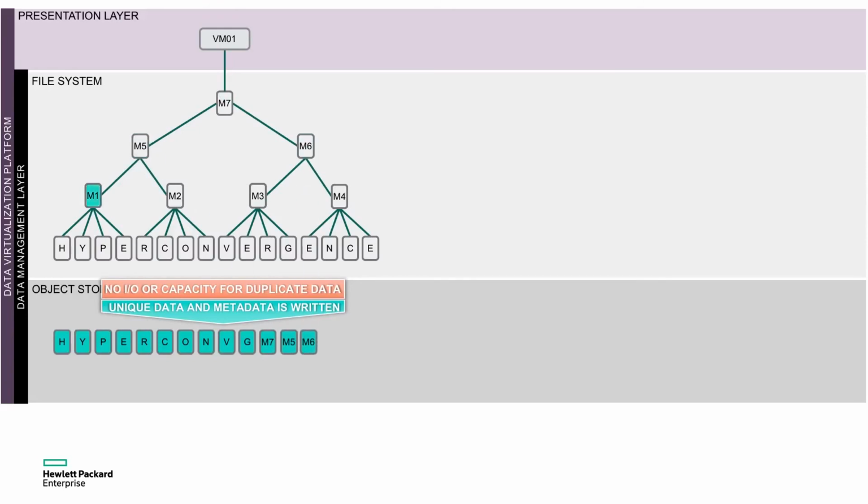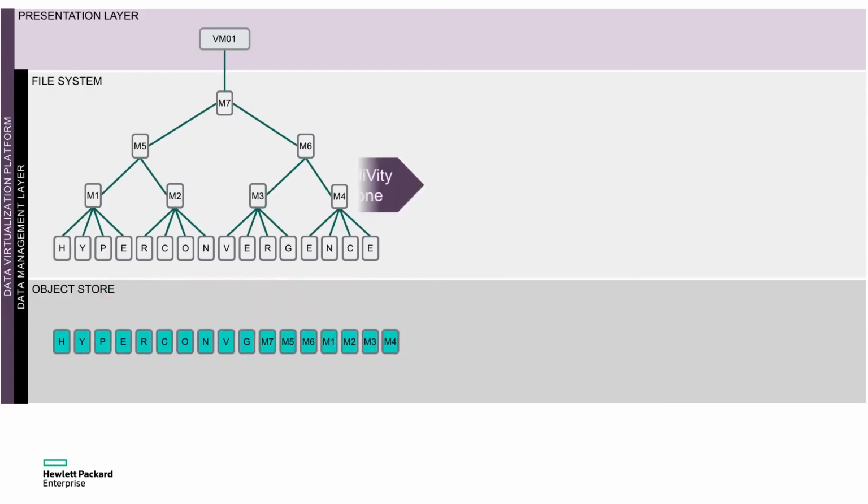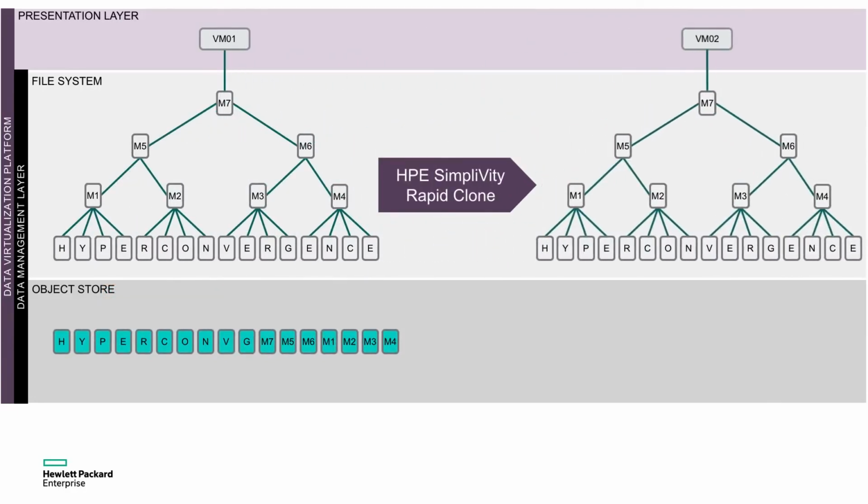The file system isn't storing any data, it just interprets what is in the object store. In this way, we're actually deduplicating the metadata in addition to the physical blocks. Metadata is stored the same as data itself. Let's say we want to take a clone of VM01. Using the HPE SimpliVity rapid clone functionality, a logical copy of the data container is created and presented to the hypervisor as VM02. Everything flashes orange.